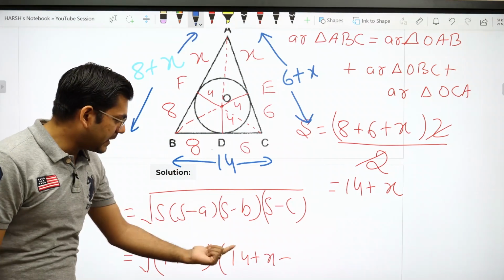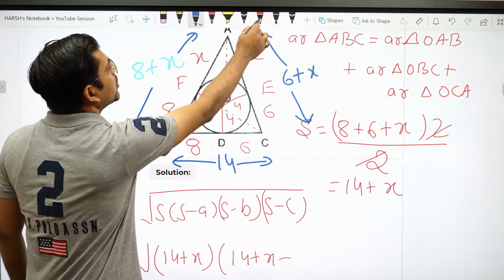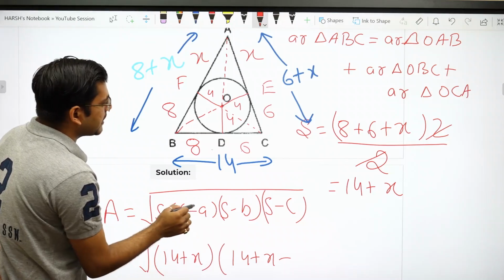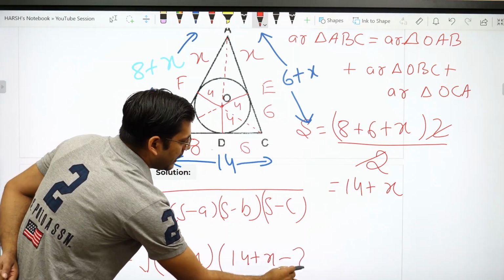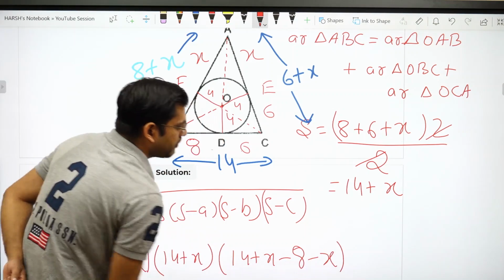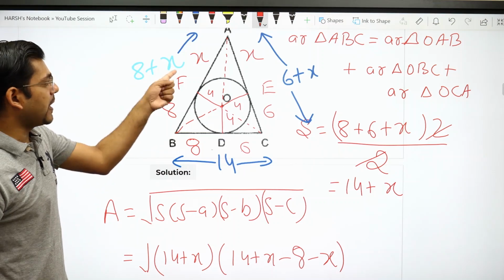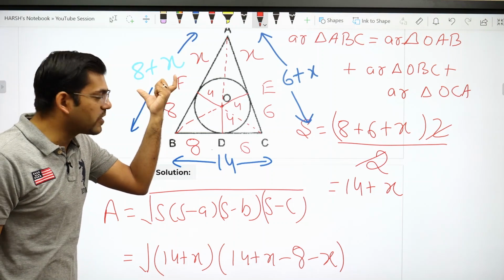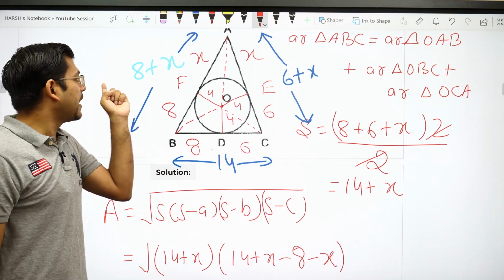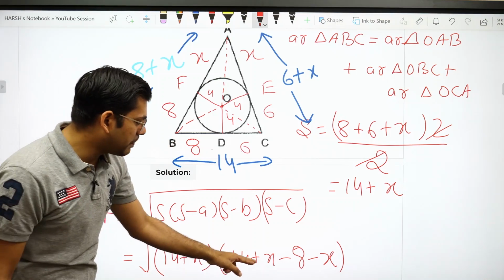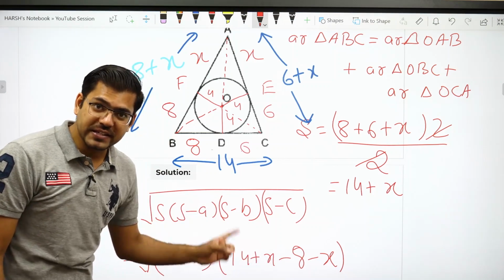And we will be subtracting these things from this quantity. So let me subtract: 14 plus x minus A. A means 8 plus x, and it is minus 8 minus x because I am subtracting this whole term, so it will get a negative sign for both the terms. So 14 plus x minus 8 minus x. This is S minus A.